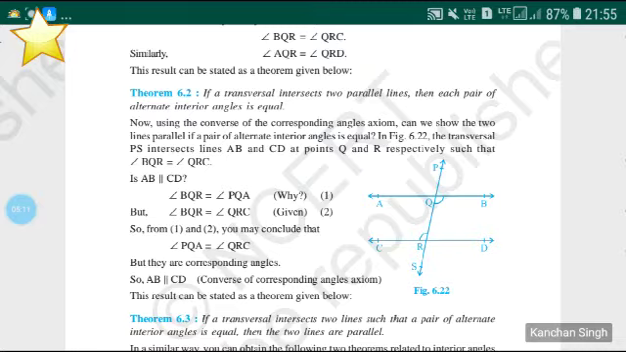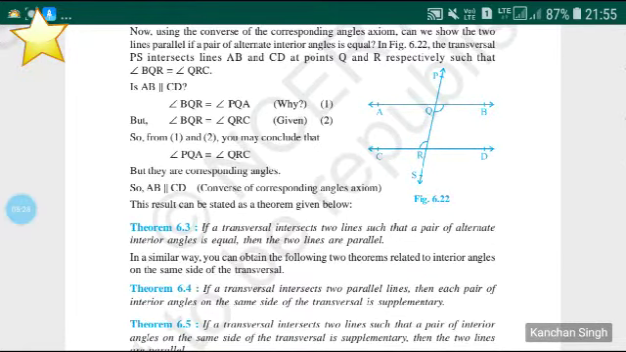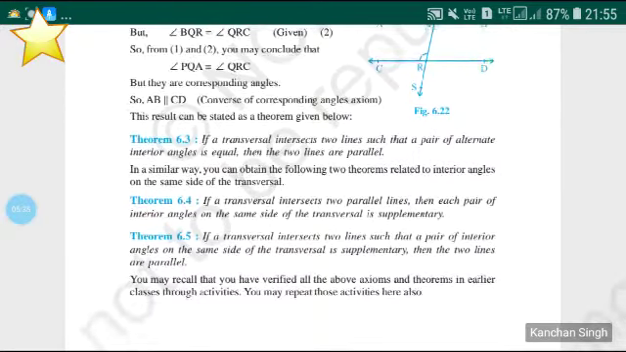Here angle PQA is equal to angle QRC, and we can say angle Q is equal to angle R. The converse is the same: if a transversal intersects two lines such that a pair of alternate interior angles is equal, then the two lines are parallel. Similarly, if a transversal intersects two parallel lines, then each pair of interior angles on the same side of the transversal is supplementary.